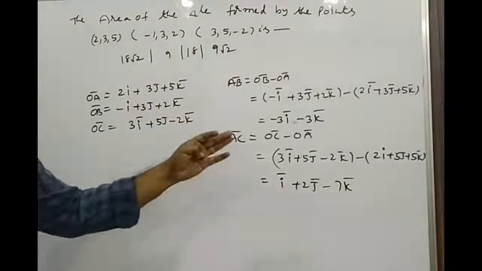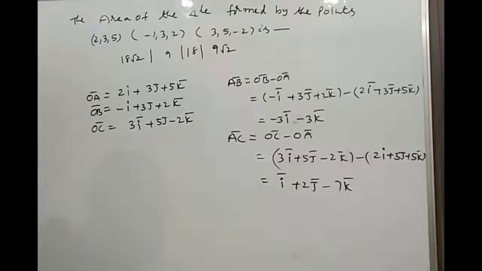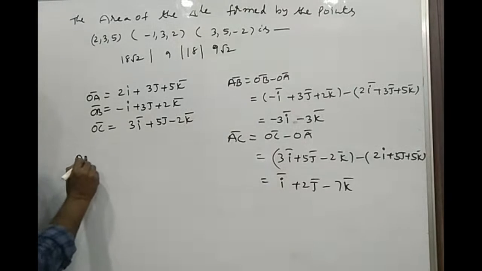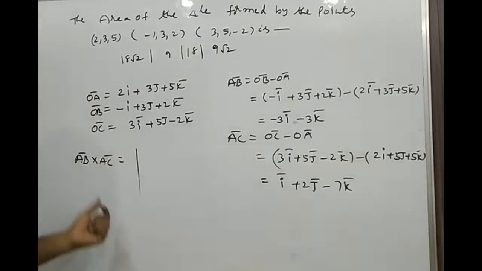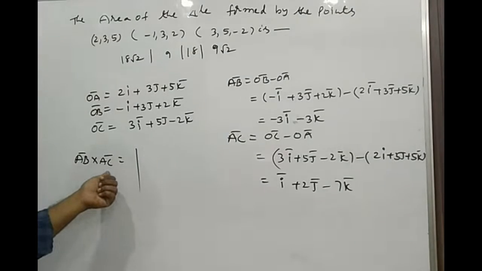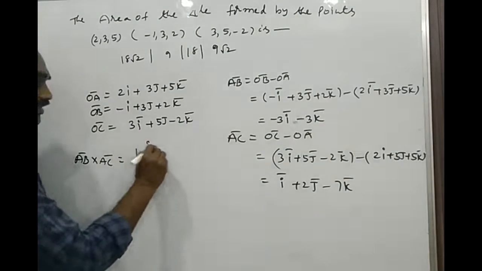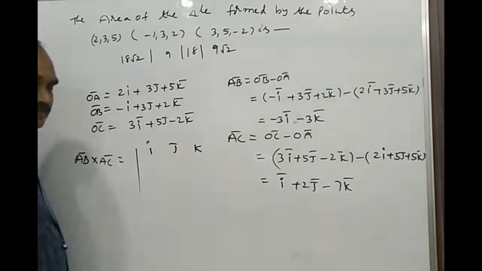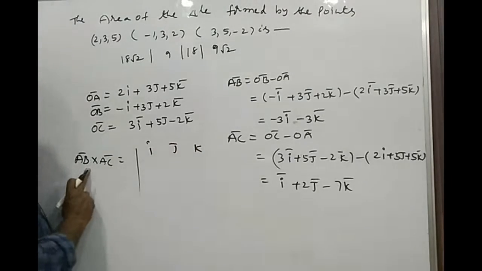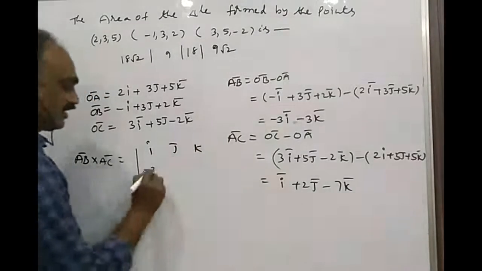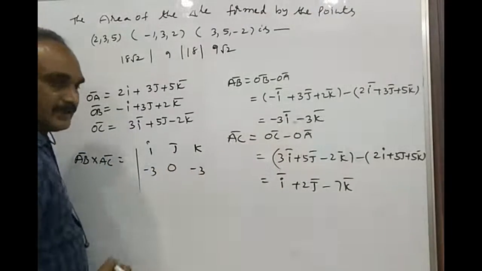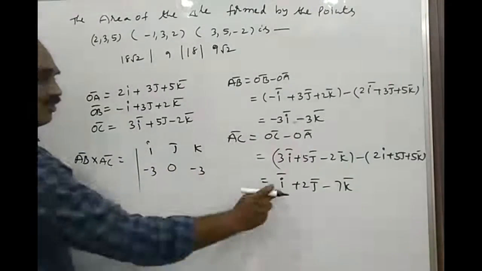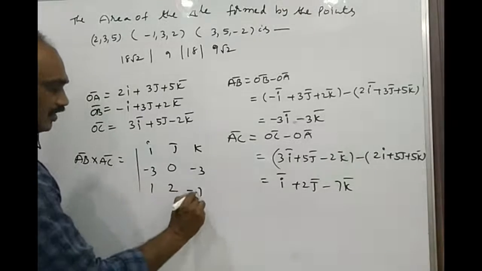So here calculate AB bar cross AC bar. All of you look at the board, friends. This is the cross product. In the vector cross product, first row i, j, k. Next, AB components: minus 3. Here no j, so 0. Minus 3. Next, AC components: 1, 2, minus 7.